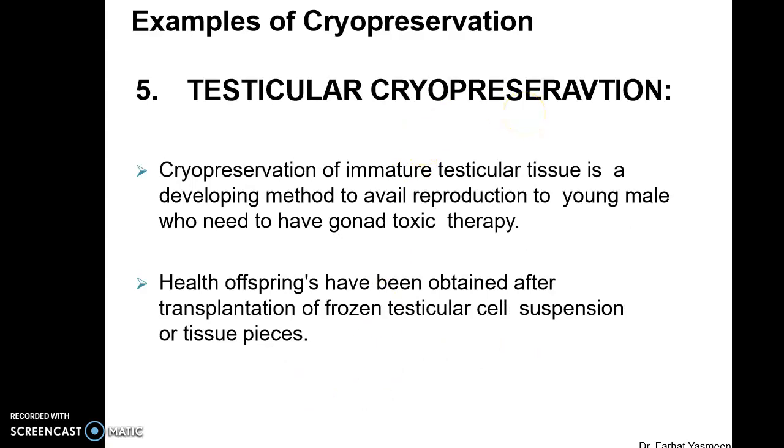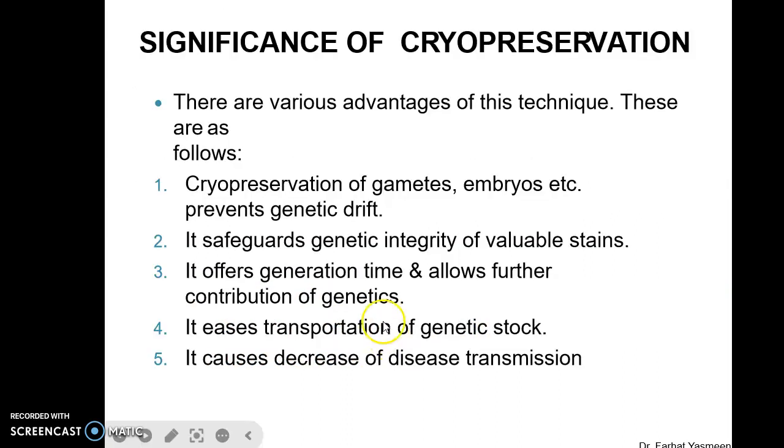Testicular preservation is another example of cryopreservation. Here, cryopreservation of immature testicular tissue is a developing method to enable reproduction of young males who need to have gonadotoxic therapy. Healthy offspring have been obtained from the transplantation of frozen testicular cell suspensions or tissue fragments.